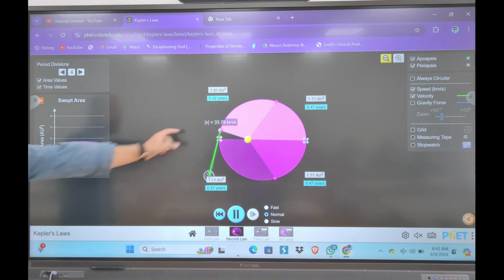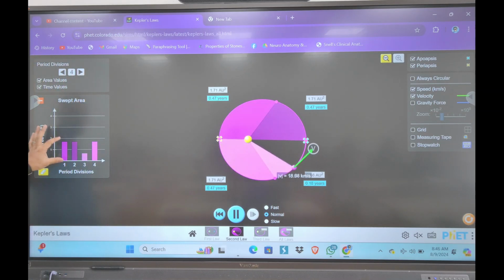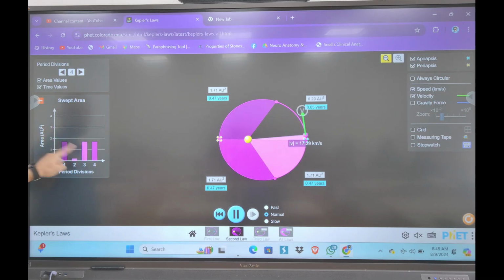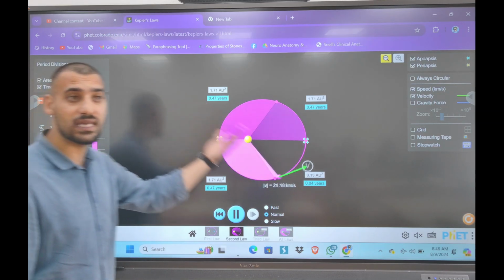In the first time, the time here is 0.47 years. So 0.47 in the first case, in the third case it is the same, in the second case it is the same, in the first case it is again the same. Is it clear? So how is the area the same everywhere?